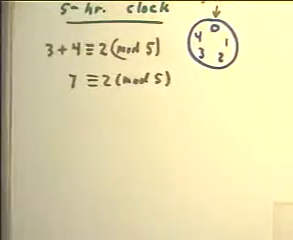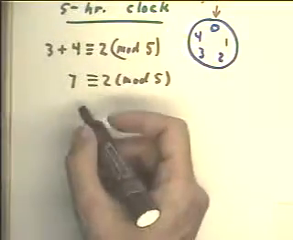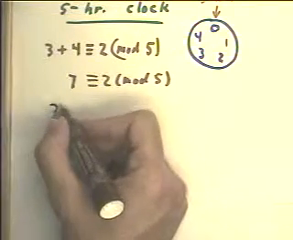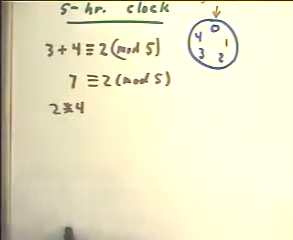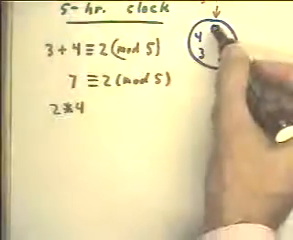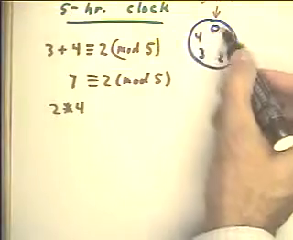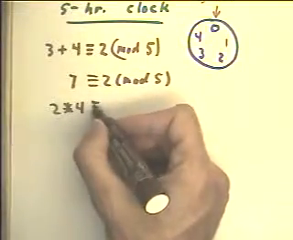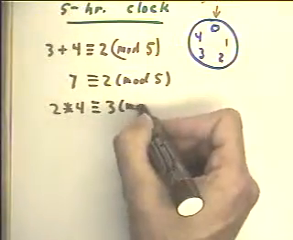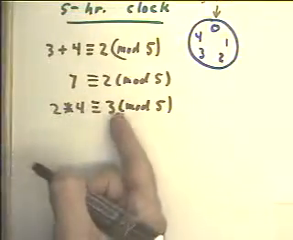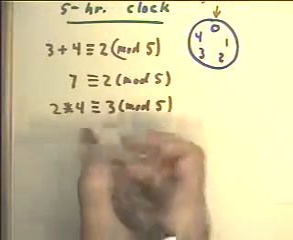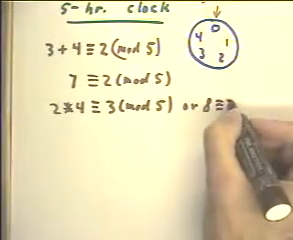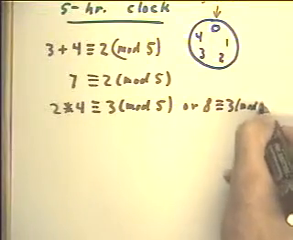We can also do multiplication on a 5-hour clock. We could do, let's say, 2 times 4 on a 5-hour clock. What would that correspond to? Well, that would correspond to going 4 and then going 4 again. 2 times 4 means 4 and 4. And we see that that gets us to 3. And we write that as 2 times 4 is congruent to 3 mod 5. Or 8 is congruent to 3 mod 5.